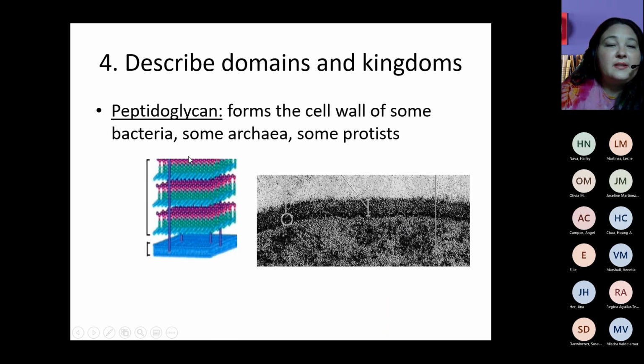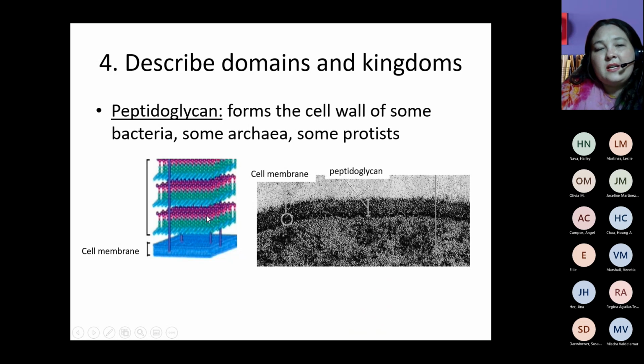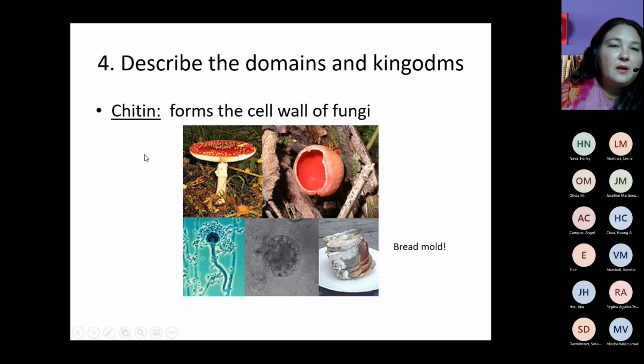Peptidoglycan is this extensive structure of cross-linked carbohydrates that forms the cell wall of some bacteria, some archaea, and some protista. So this dark line here is a microscope picture of a cross-section of a bacterium. Here is the inside of the bacterium. We've got our cell membrane, which is this first layer outside the cytoplasm. There it is. Then we've got this thick layer of peptidoglycan, and then we have, of course, the cytoplasm, which is the interior of the cell.